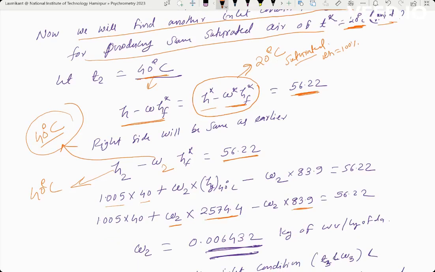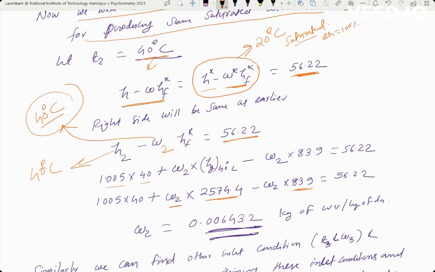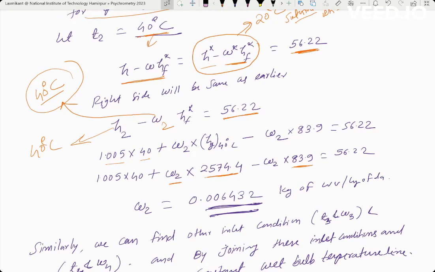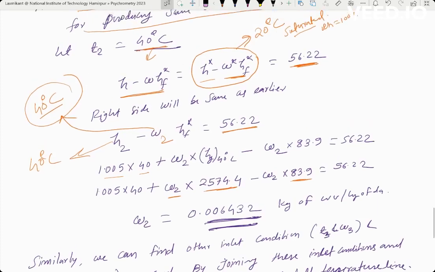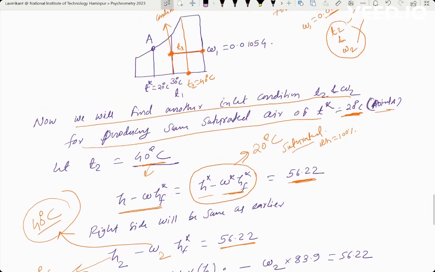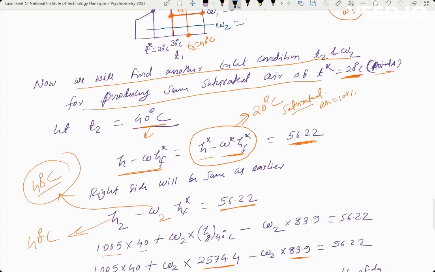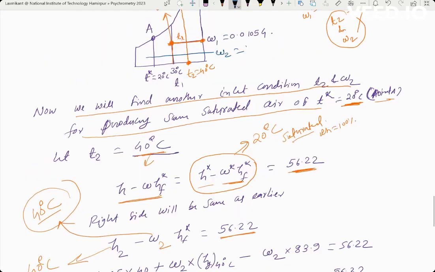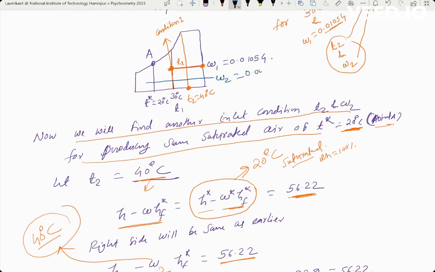Okay, now we can find omega 2. Omega 2 is 0.006432 kg of water vapor per kg of dry air. From this value we draw the horizontal line. Omega 2 is 0.006432, which is less than this value, so obviously it will be below this. 0.010 is greater than this.